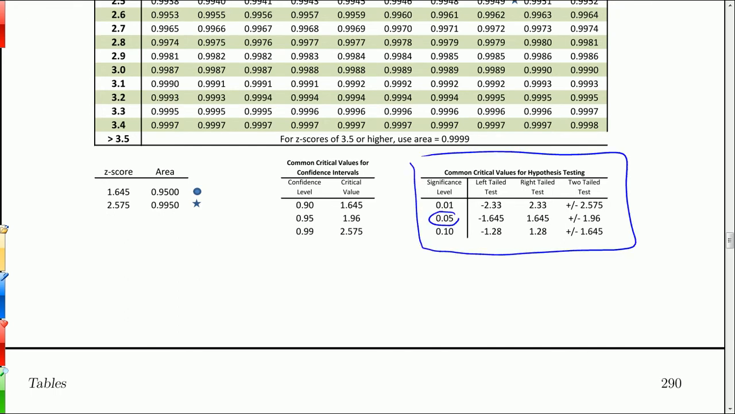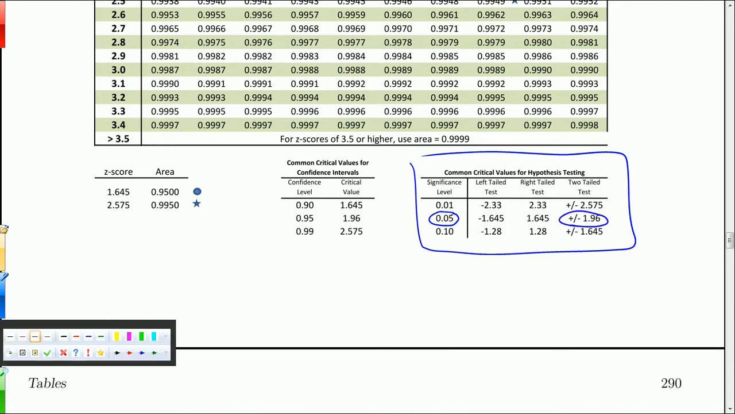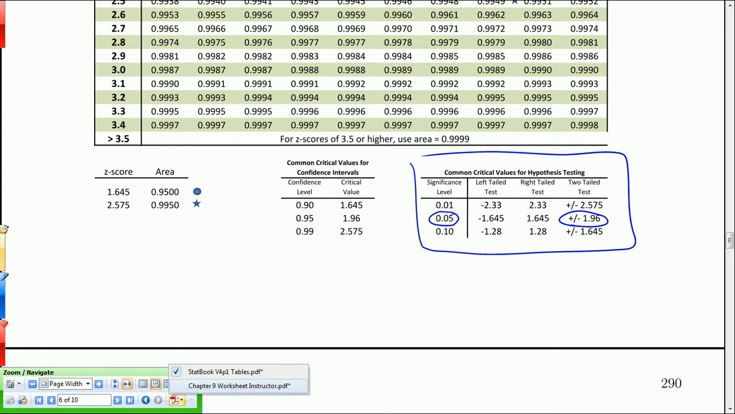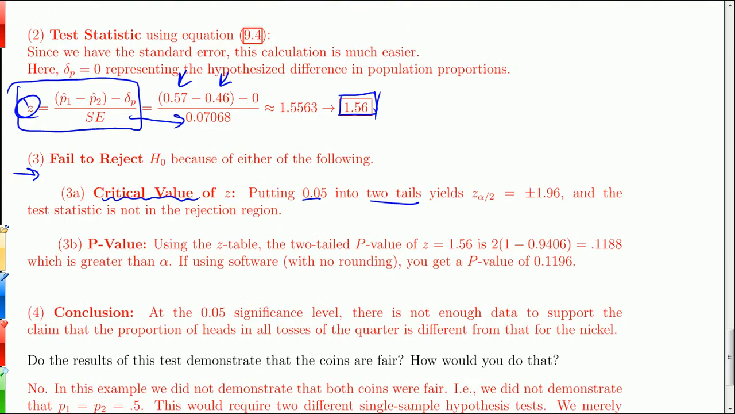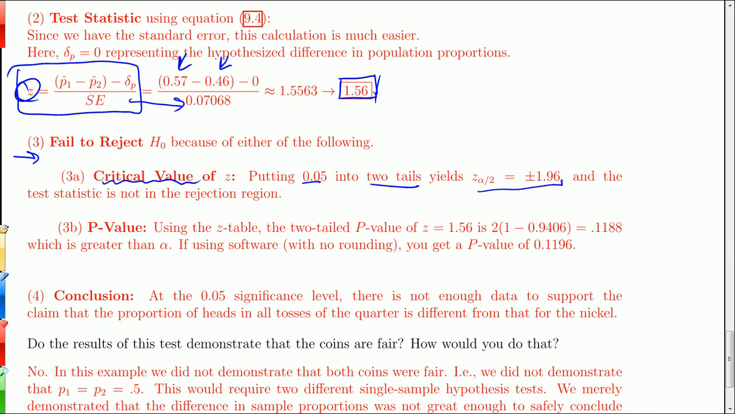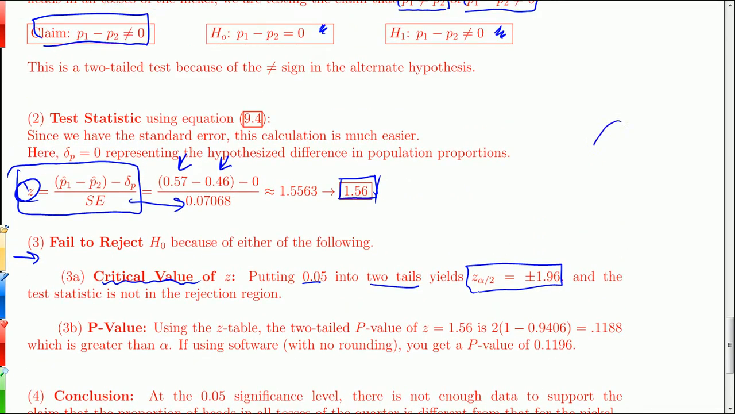Take 0.05 significance level, 2 tails. My critical values are plus and minus 1.96. That's where I get the plus or minus 1.96. So if I was to use these critical values and sketch my rejection region, Z, I would have a negative and a positive 1.96 with the negative, 1.96 with the positive, and these would be my 2 rejection regions.